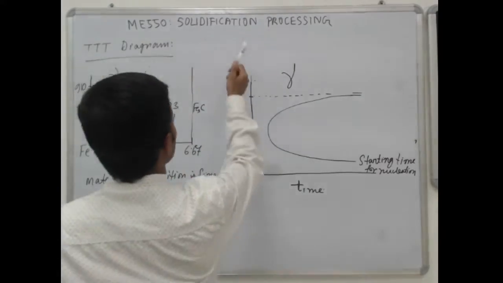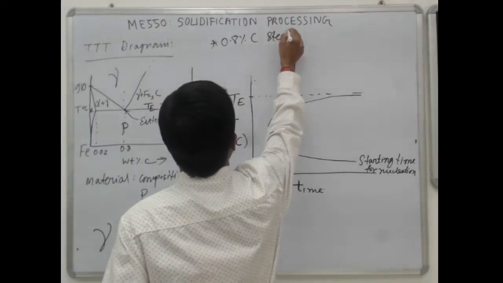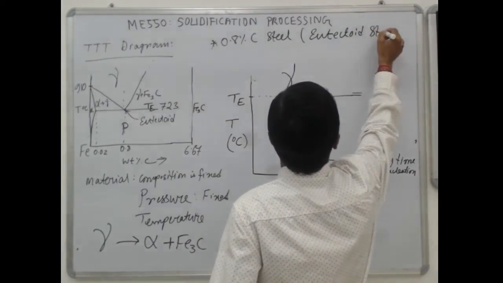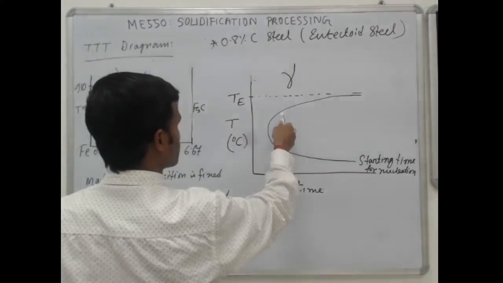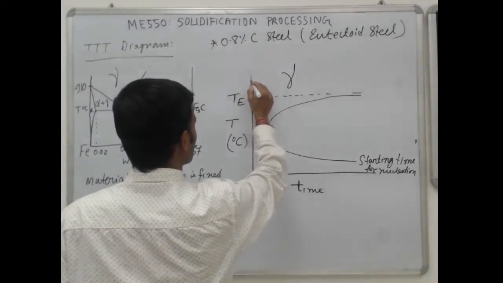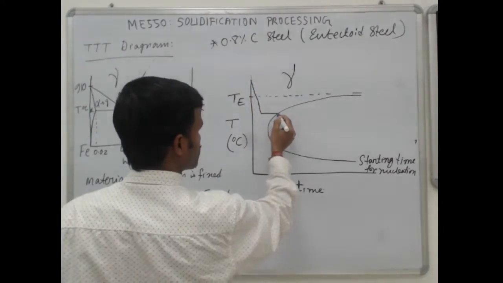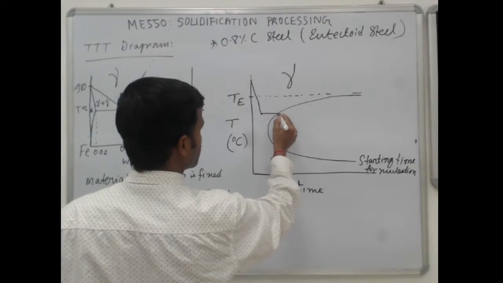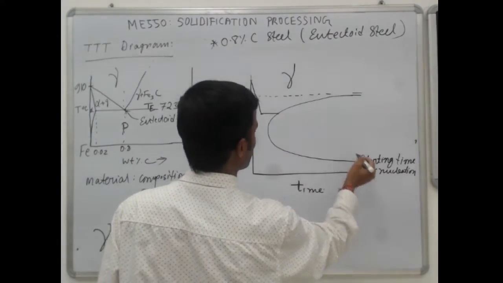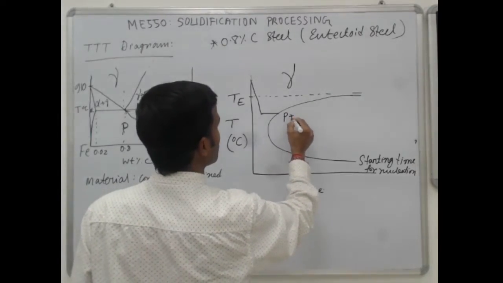So for example, this is for 0.8% carbon steel, say eutectoid steel. Suppose you have austenite at this temperature. Now if you bring down the temperature and hold it at this temperature so that your transformation is isothermal, after this amount of time the nucleation of pearlite will start. You will have pearlite, but there will be some gamma also.